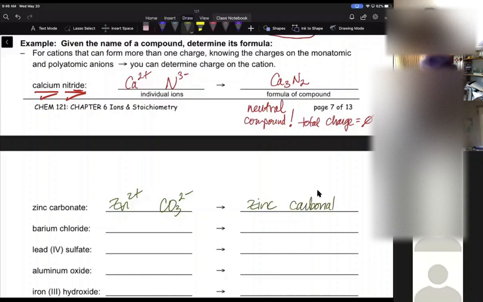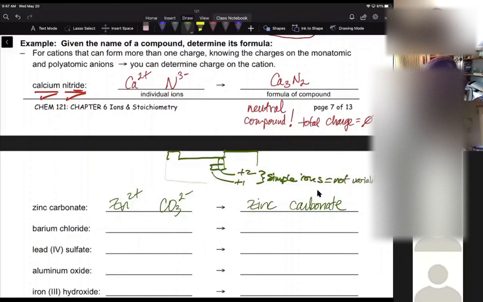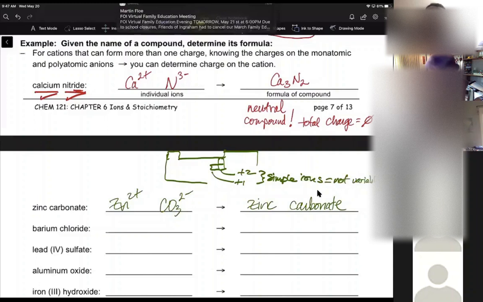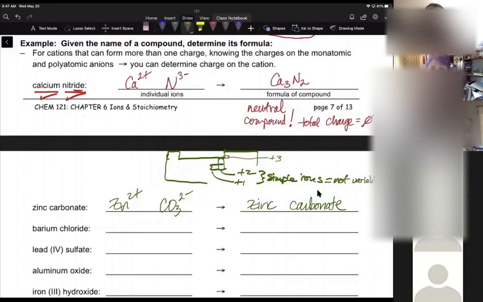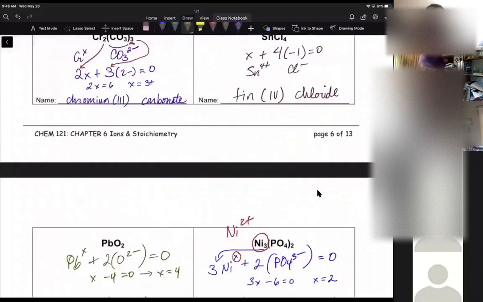because zinc was an exception. It gets no Roman numeral. So for zinc carbonate, since zinc is not in group 1 or group 2, it looks like it's a transition element. So if we don't get it in the name of the compound, is there any way to find the charge? Zinc was one of our exceptions. Go back to where we see that.